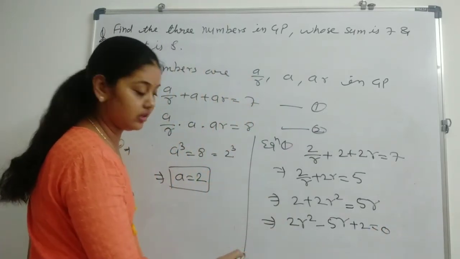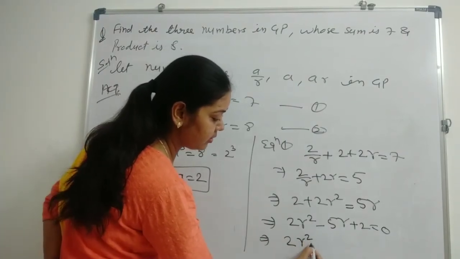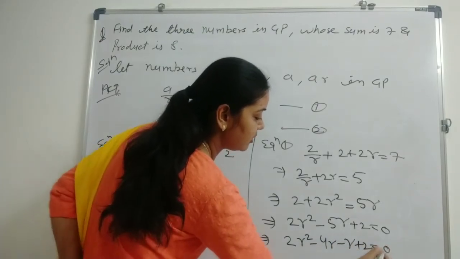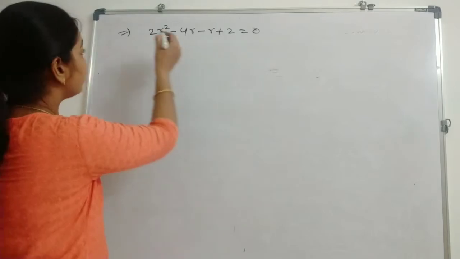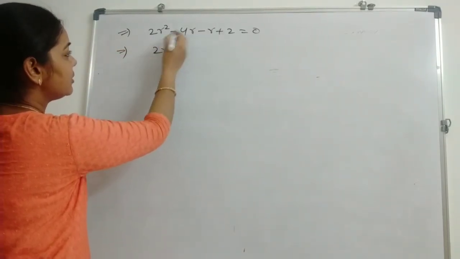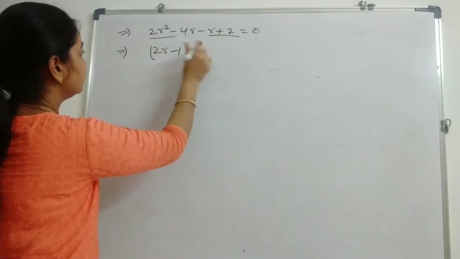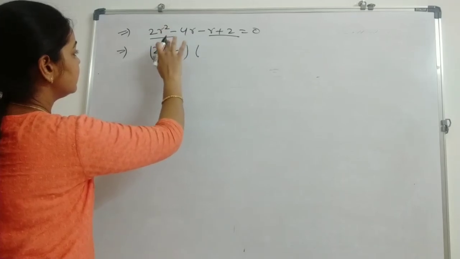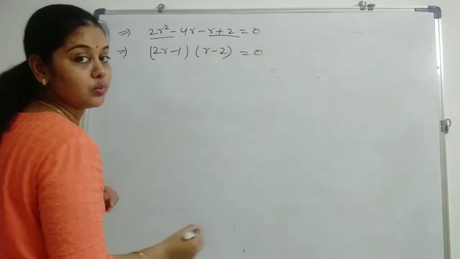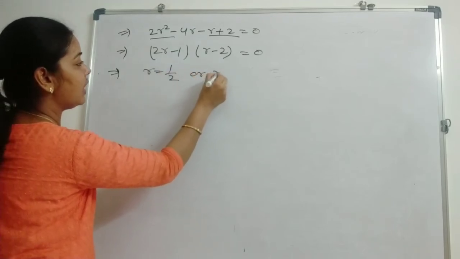By doing factorization here, we will get 2R square minus 4R minus R plus 2 equal to 0. Now from these terms, taking 2R common, 2R minus 1, and here 2R minus 1, we get 2R minus 1 and R minus 2 equal to 0. It means R could be 1 upon 2 or maybe R will be equal to 2.